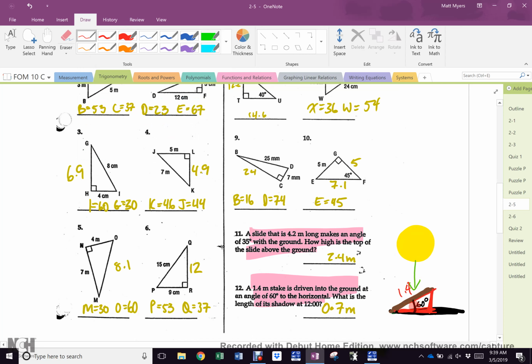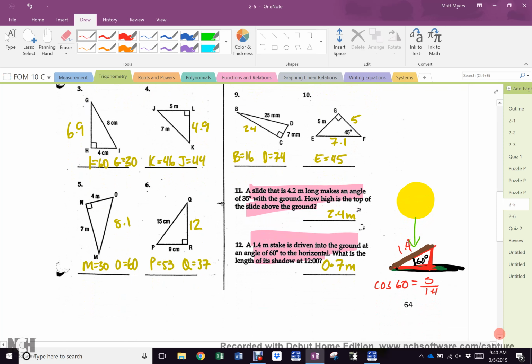You know the angle of elevation is 60, so you use cosine to find the adjacent. And it is cos 60 equals adjacent, which is where your shadow is, S divided by 1.4. So, of course, it is 1.4 cos 60, and that gets you 0.7. Everybody good? All right.